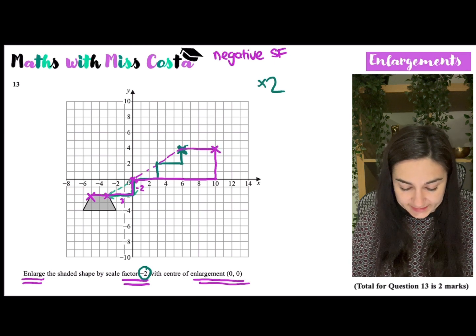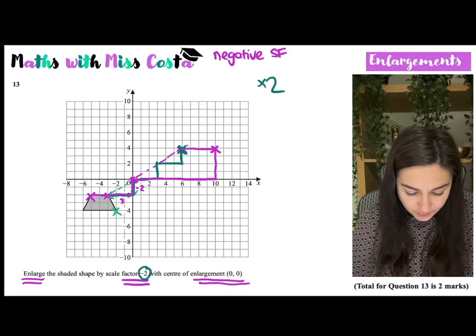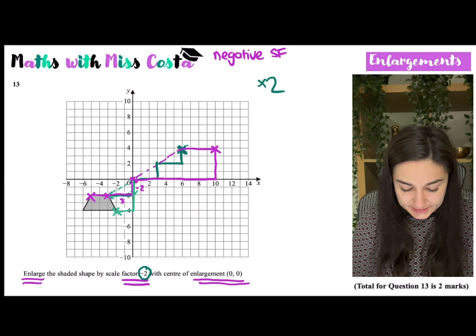And I can join these together. Let's try another point. So over here, I would have gone down 4 and across 2. Instead, I'm going to go across 2 and up 4. And I'm going to do this twice. So across 2 and up 4, across 2 and up 4. So this would be that point.